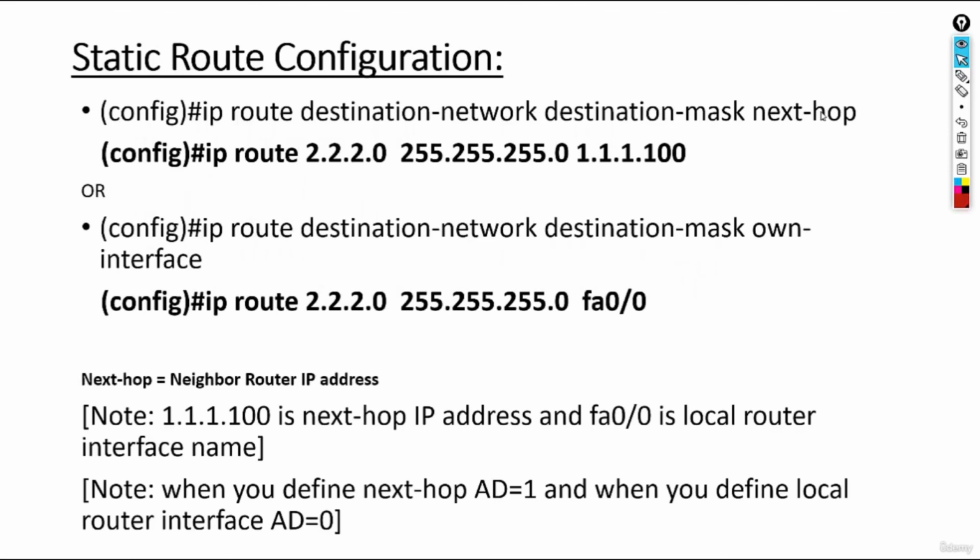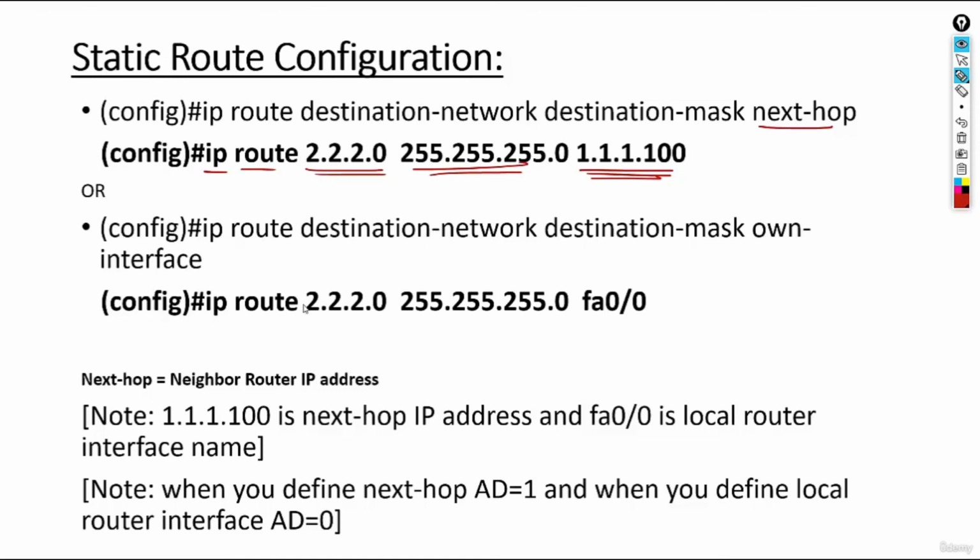To configure static route, there are 2 different ways. The first command is ip route, destination network, destination subnet mask. Then you can put a next hop IP address. So this IP is called next hop. Next hop means not your IP address, your neighbor's IP address.